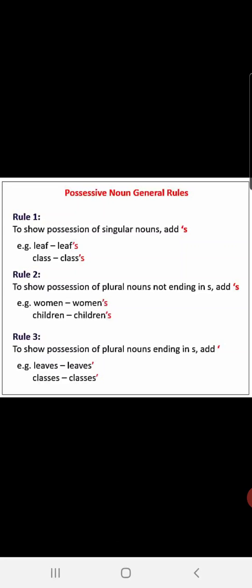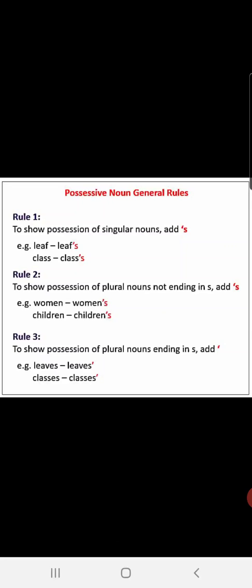For example, children, women. Women is a noun which is already a plural noun, right? Singular is woman, plural is women. So we have added apostrophe s. Children is a noun which is already in plural, right? The singular of it is child, plural is children, so we have added apostrophe s.